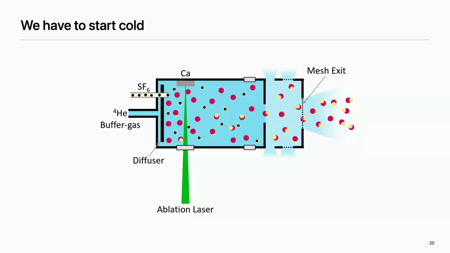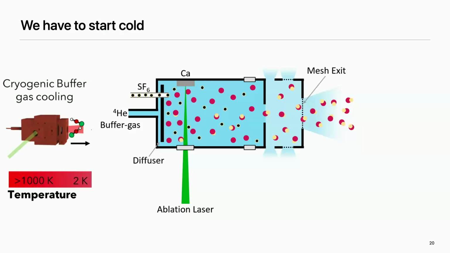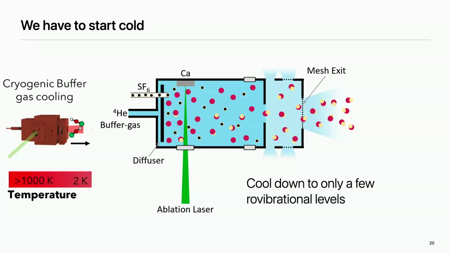Okay. So this kind of production mechanism is called cryogenic buffer gas cooling, right? And this is really the meat of what we're doing, going from basically thousands of Kelvin of energy down to 2 Kelvin. If you calculate the expected energy, this cools you down to a few rovibrational states, right? In fact, almost entirely you're in the first vibrational state, and you're just populating some of the lowest rotational states of that vibrational state.